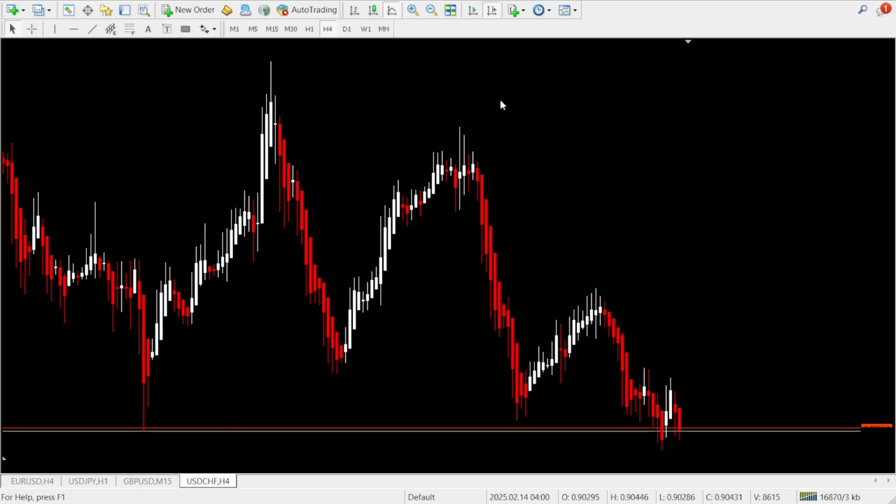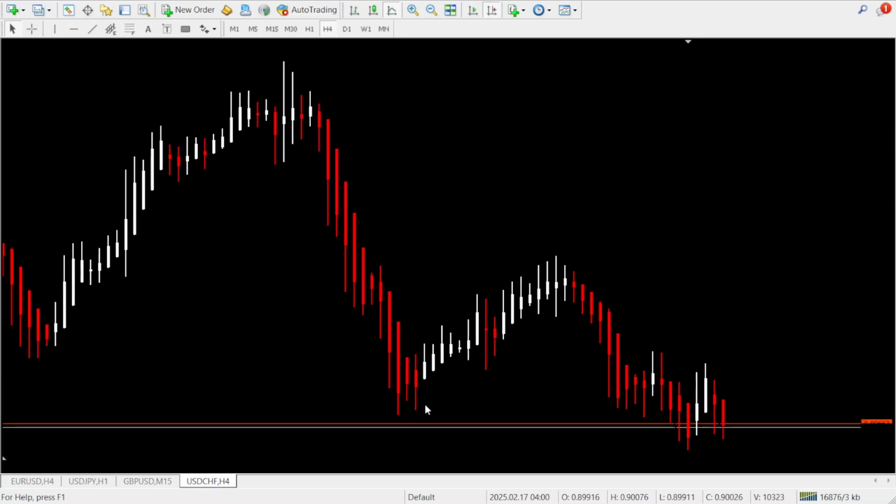Then we have the doji candles. You can see an example. When the candle has a very small body with wicks on both sides, it signals indecision or potential reversal in price.